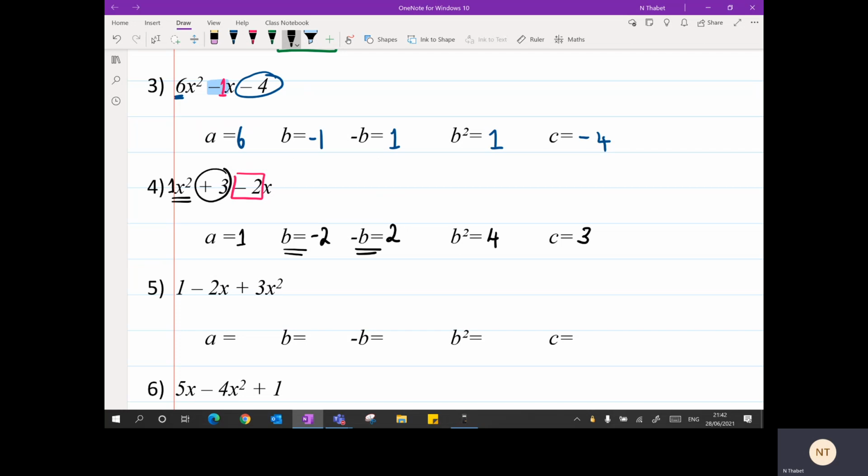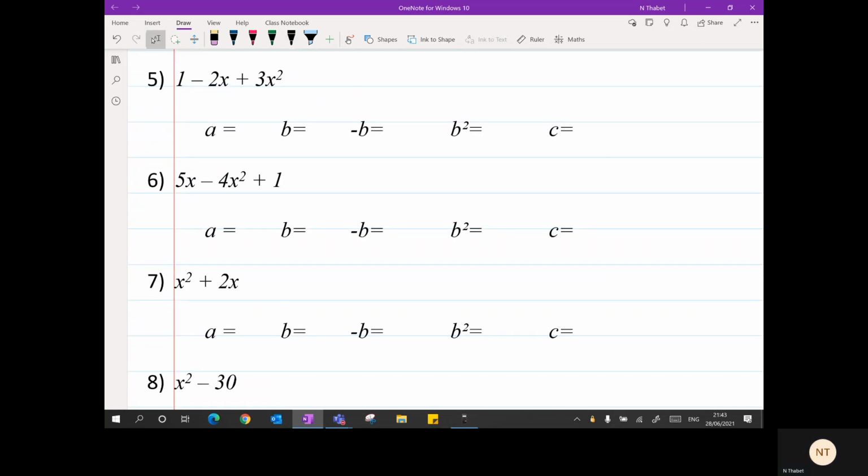So again, it doesn't matter where they write the x squared or the x term or the constant term. You have to be very clear. It's not the first thing that's written. It's the coefficient of x squared or the coefficient of x or the constant, regardless of where it's written. A is the coefficient of x squared. So A is 3. B is the coefficient of x, which is negative 2. Therefore, minus b is a positive 2, b squared is 4, and c is 1, positive number.